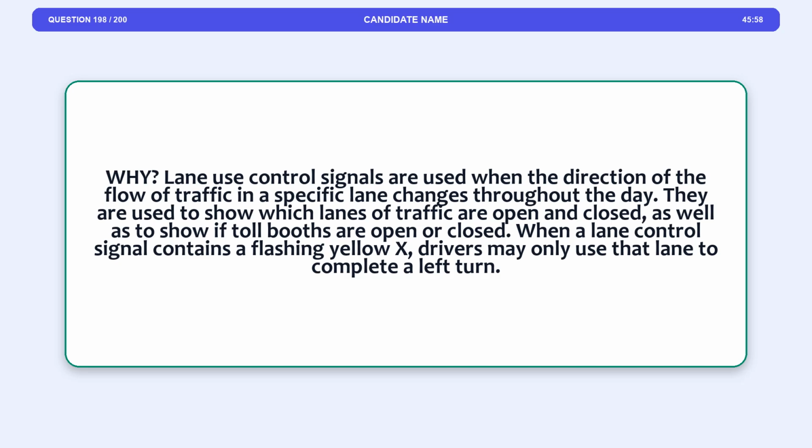Explanation: lane use control signals are used when the direction of the flow of traffic in a specific lane changes throughout the day. They are used to show which lanes of traffic are open and closed, as well as to show if toll booths are open or closed. When a lane control signal contains a flashing yellow X, drivers may only use that lane to complete a left turn.